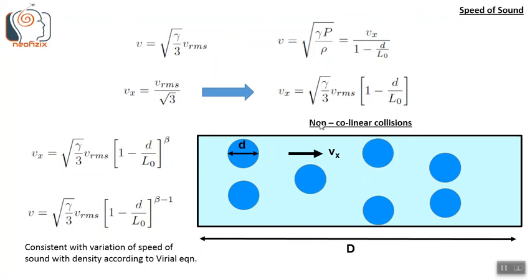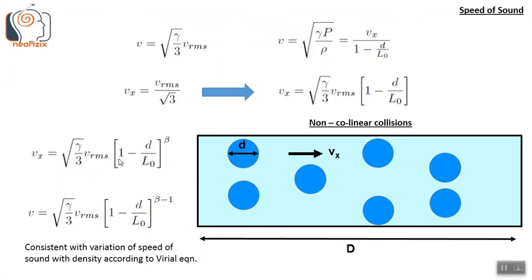This mainly happens because of all the non-linear collisions in the system. As the density increases, the number of non-linear collisions increases. So the component Vx, which was only in one direction, gets diffused into other directions and then gets recombined, and so on. So basically these non-linear collisions effectively reduce that velocity. That is why the term 1 minus d by L naught comes into Vx.